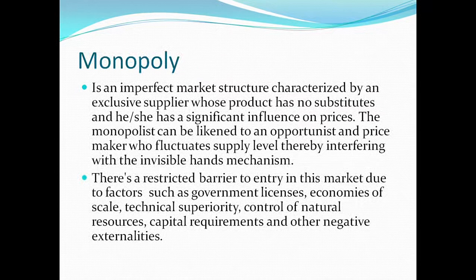The monopoly market can be seen as an imperfect market structure that is characterized by a single sole supplier or an exclusive producer whose goods have no substitute. By no substitute, it means that this person produces a unique product, whereby he or she also has a significant influence on the price. The monopolist can be likened to an opportunist as well as a price maker who influences the supply level just to attain profits. He does this by interfering with the invisible hand mechanism.